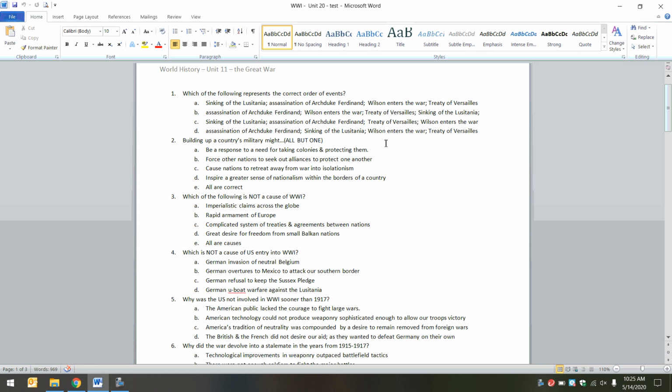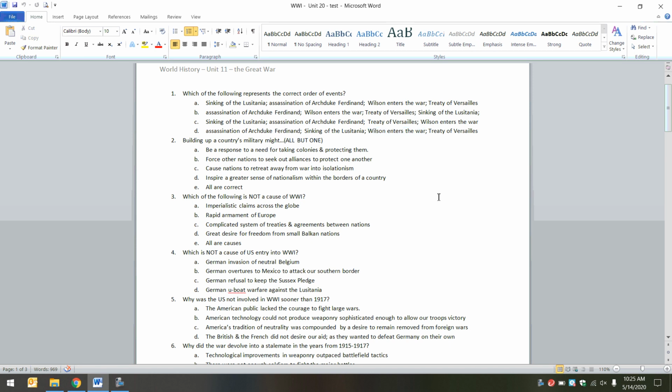Go to the other end. What do wars always end with? A treaty. So the Treaty of Versailles would be the last one. Now, the Lusitania was what brought the United States into the war. That happened kind of in the middle, and then we enter the war. So you would not want Wilson enters the war before sinking Lusitania. So the correct answer is letter D.